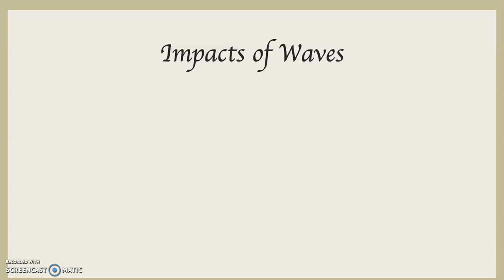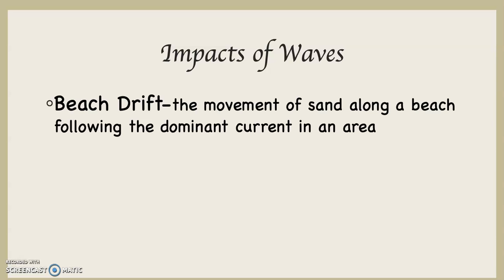The impacts of waves, part 3. Beach drift. This is a movement of sand along a beach following the dominant current, which is known as the longshore current in an area. As I mentioned when I defined shore, shoreline, coast, coastline, the coastal environment is the place where the most rapid evolution of the landscape occurs.